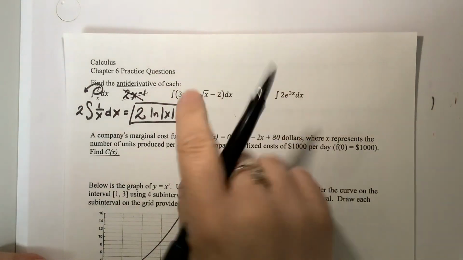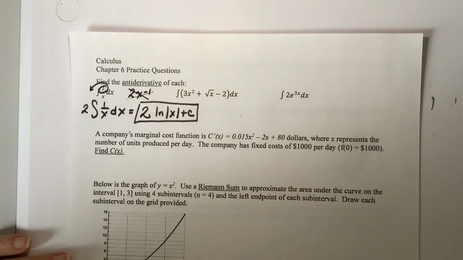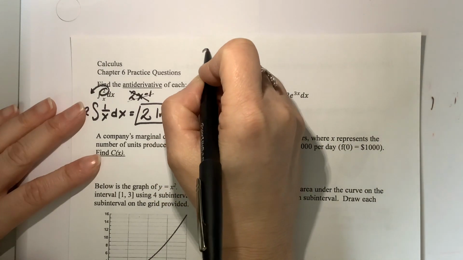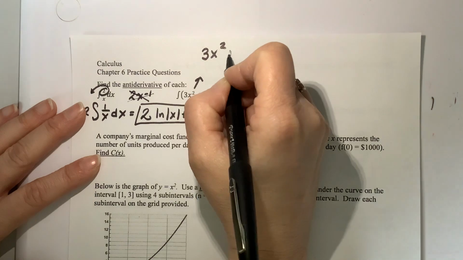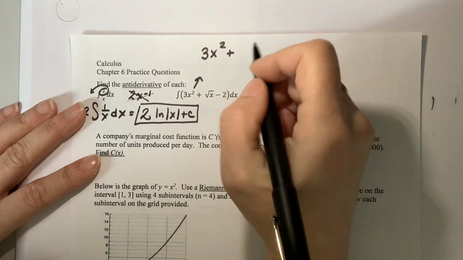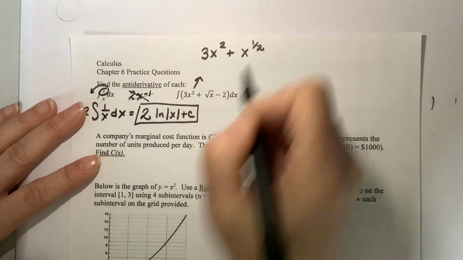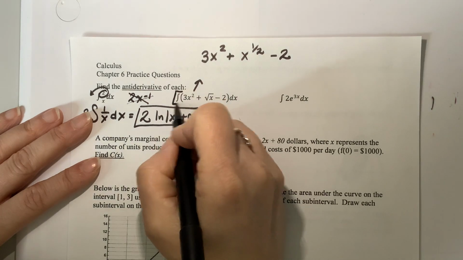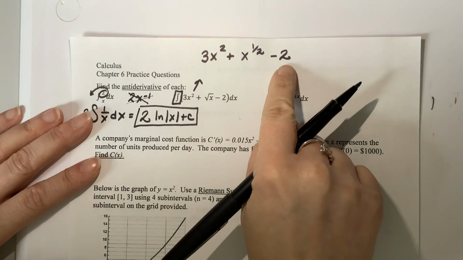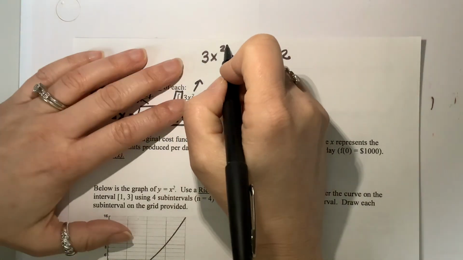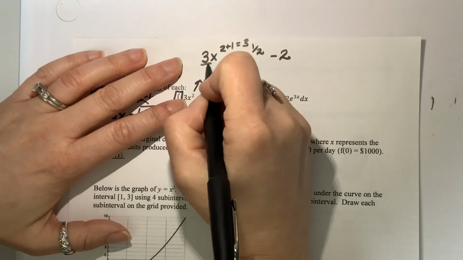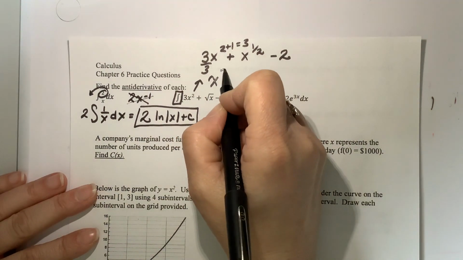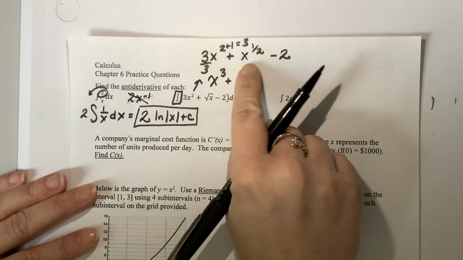Okay, next one. If you have more than one piece, you just find the antiderivative of each piece. What I would do here, I'm just going to go up here so I have more room. This would be 3x squared. If I have the square root of x, the easiest way to do that is write it as x to the 1/2, minus 2. Now, if I'm finding the antiderivative, you integrate each individual piece, one piece at a time. If I go to 2 and I add 1, it is a 3. Divide by 3. 3 divided by 3 is 1. It's 1x cubed. Go to the next term.